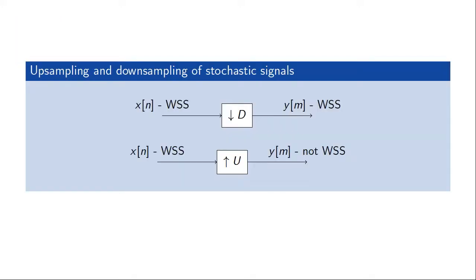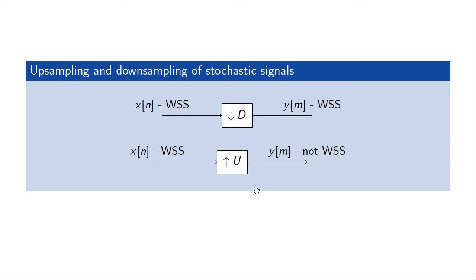So far, we've only looked at rate conversion of deterministic signals, but sometimes we like to do a stochastic analysis of our system, so it's good to know what happens when we do up and down sampling of a stochastic signal. So downsampling works pretty much the same for a stochastic signal as it does for a deterministic signal. So if we have a wide-sense stationary stochastic process x of n that enters into a downsampler, we'll get a stochastic sequence out which is also wide-sense stationary.